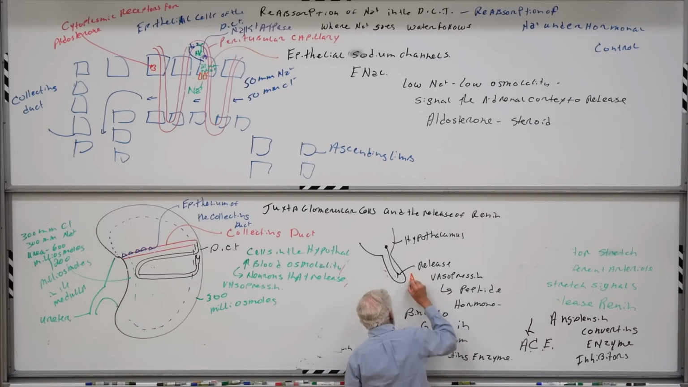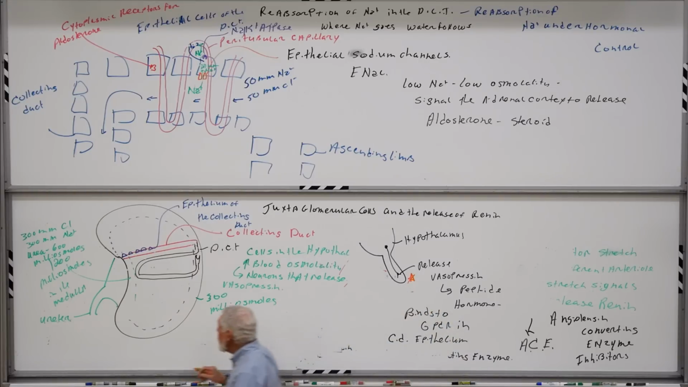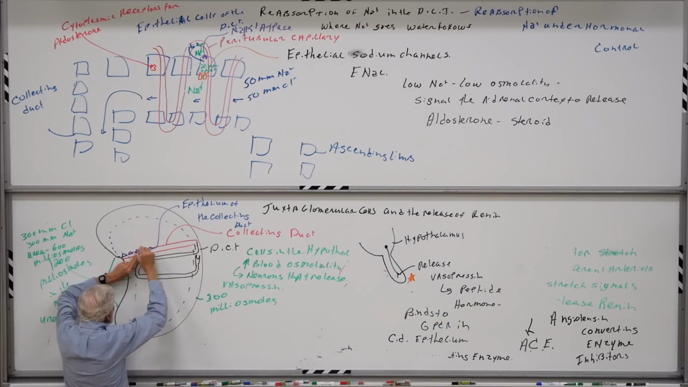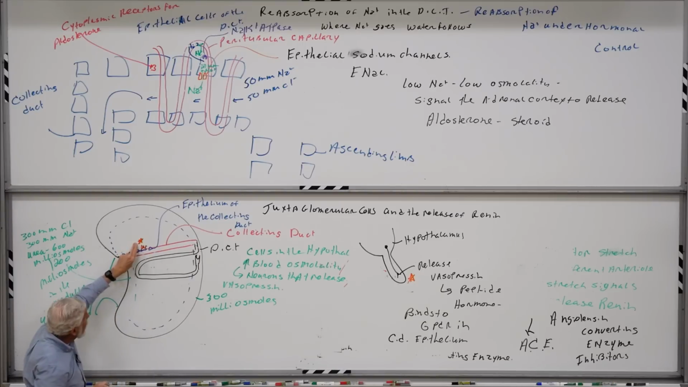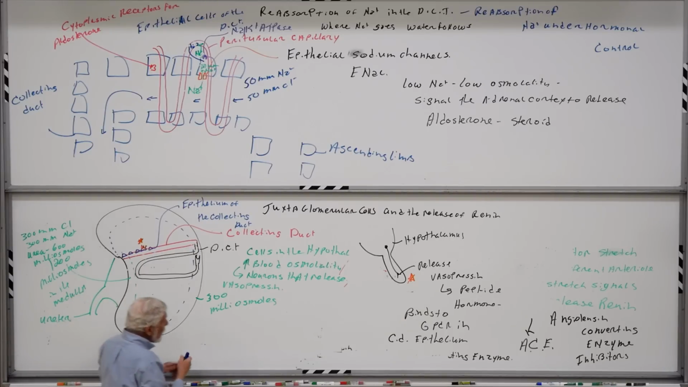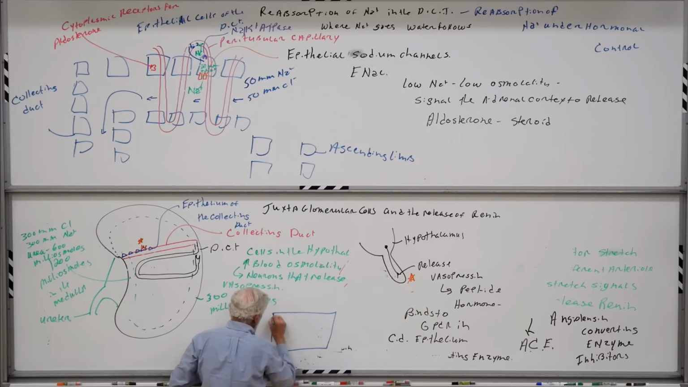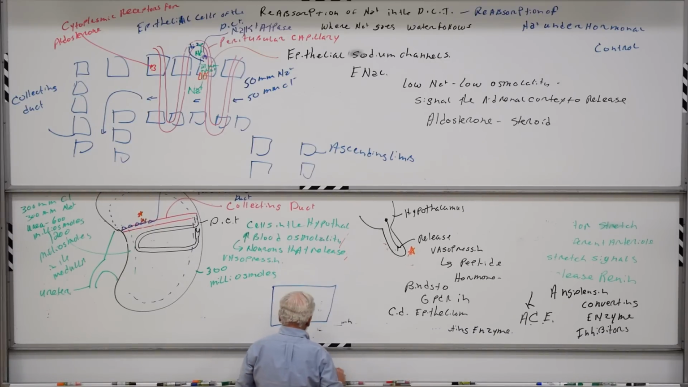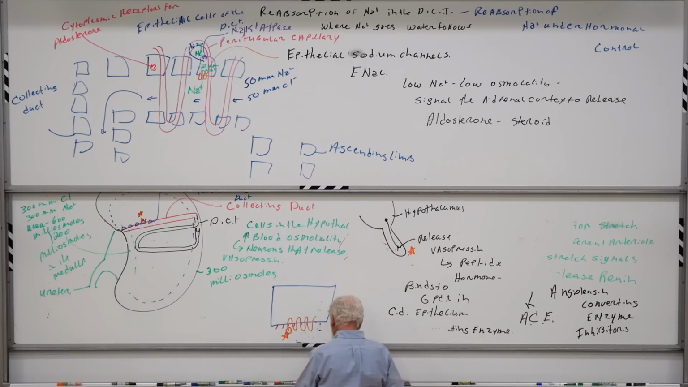So if vasopressin is represented by that orange star, these epithelial cells down here will have G protein coupled receptors for the orange star. The binding of the G protein coupled receptor to vasopressin, let me increase the size of these cells, where this is the basolateral surface, where we find the G protein coupled receptor. The binding of the vasopressin to the G protein coupled receptor starts a cascade of events.